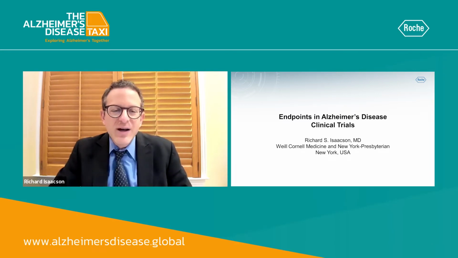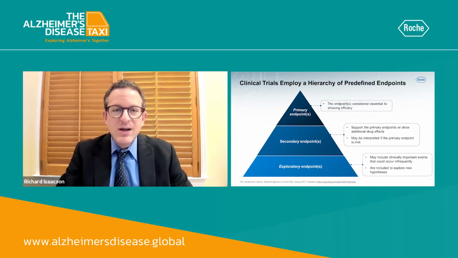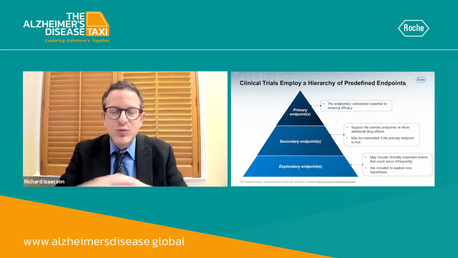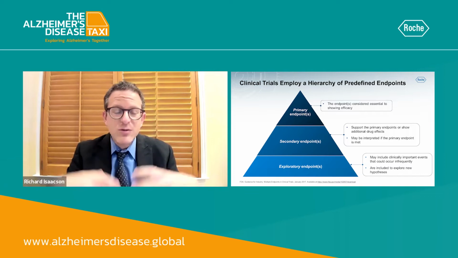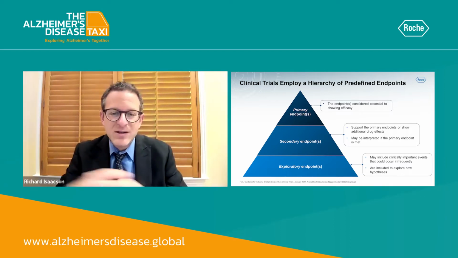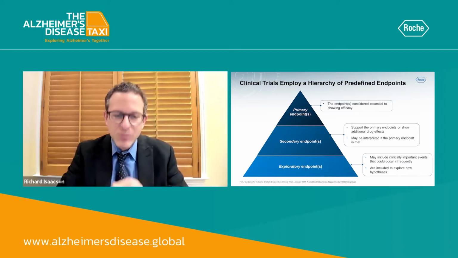Today, we're going to be talking about endpoints in Alzheimer's disease clinical trials. An overview of clinical trial endpoints. So, when planning a clinical trial, we need to employ a hierarchy of predefined endpoints. What is our most impactful, most important endpoint to show efficacy or to show a change? Well, that would be the primary endpoint.